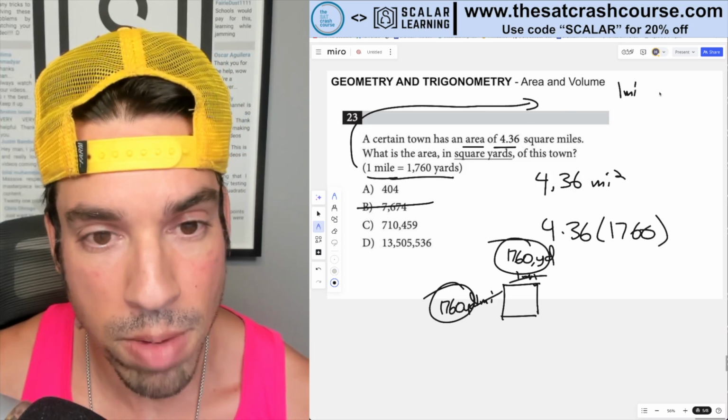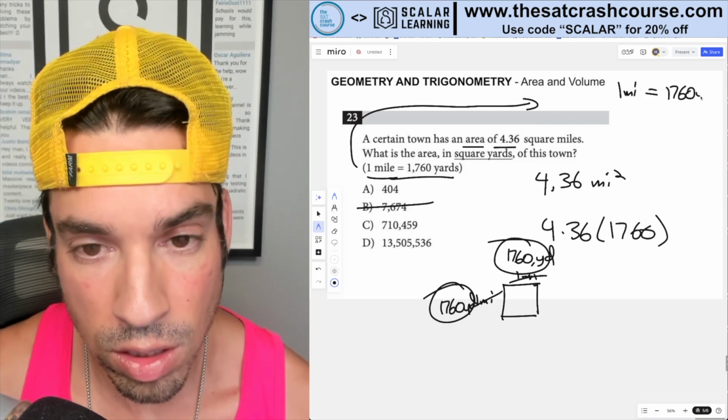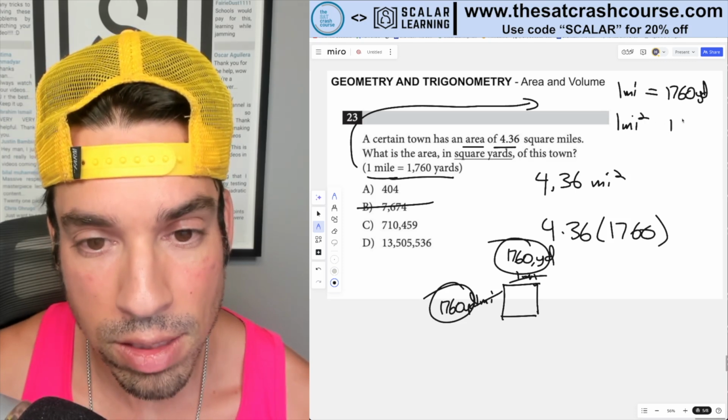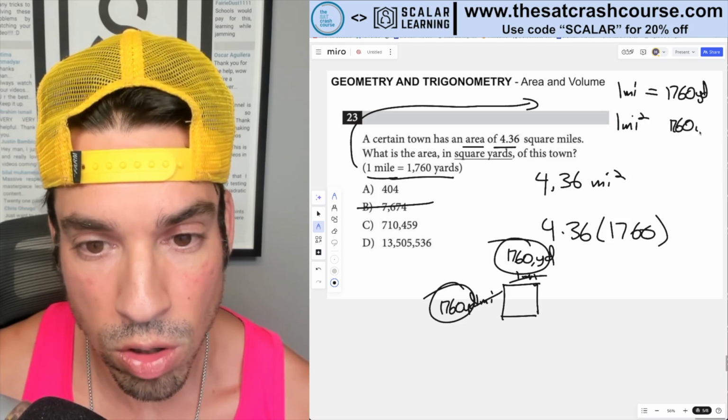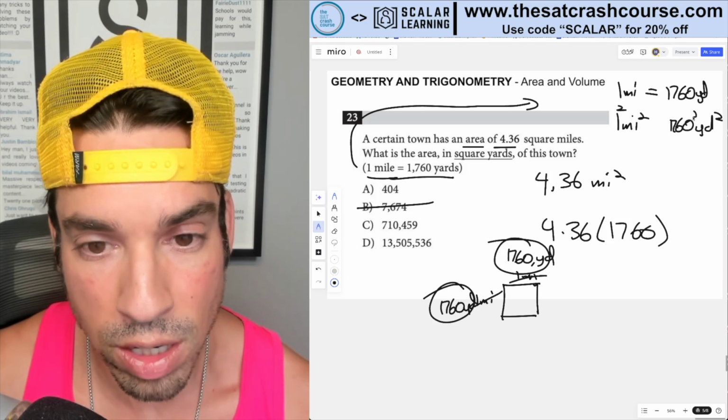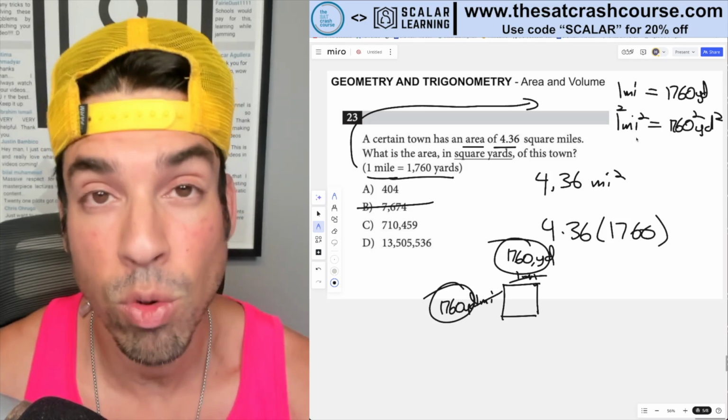You say, all right, so 1 mile equals 1,760 yards. 1 mile squared and 1,760 yards squared. What I do, I square the values as well. I square 1 and I square 1,760. And now I have an equivalency for area.